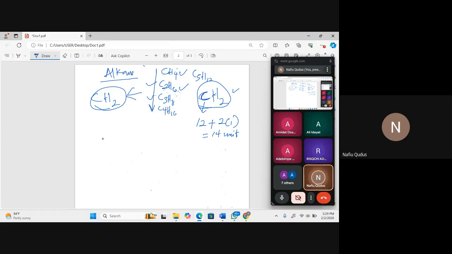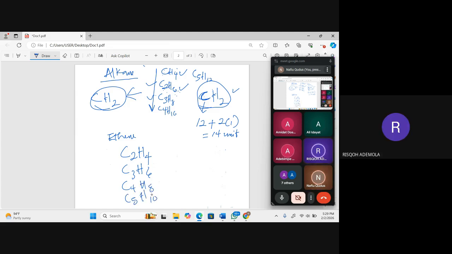The first member is ethene, right? And ethene is C2H4, right? The next member is C3H6. The next one is C4H8. C5H10. So what you just need to be adding to this is CH2. When you add CH2 to it, you still get the same thing.